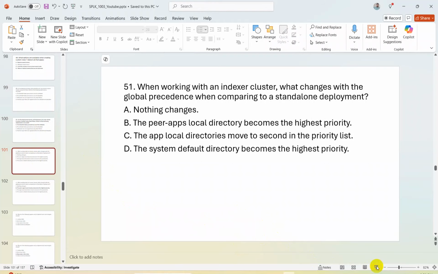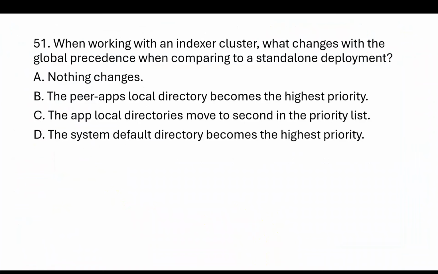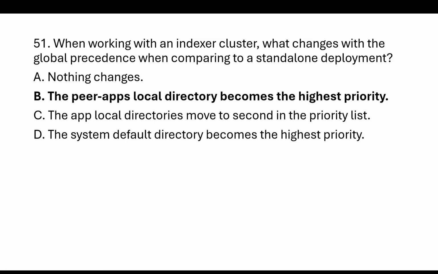Question number 51. When working with an indexer cluster, what changes with the global precedence when comparing to a standalone deployment? Option A, nothing changes. Option B, the peer app's local directory becomes the highest priority. Option C, the app local directories move to second in the priority list. Option D, the system default directory becomes the highest priority. And the answer is option B, the peer app's local directory becomes the highest priority.